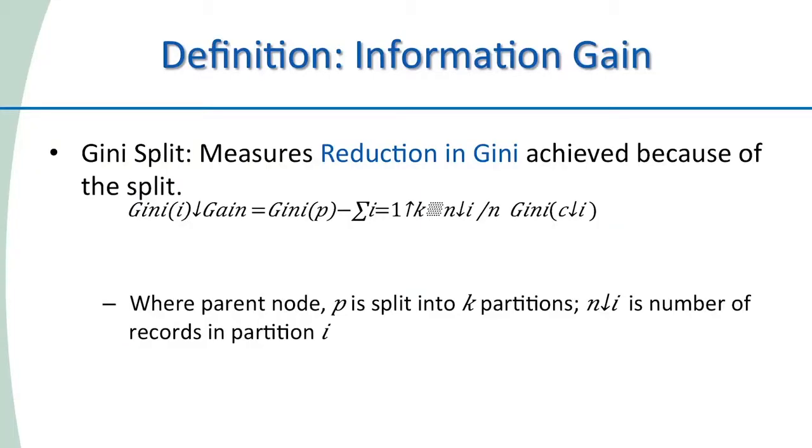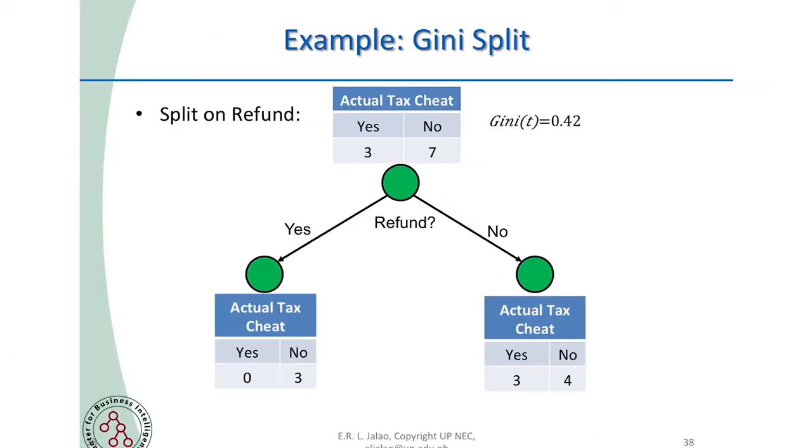Now, another concept used by the ID3 algorithm to generate decision trees is called information gain. Information gain, or the Gini split, measures the reduction in Gini achieved because of the split. Gini gain is calculated as the Gini of the parent minus the weighted average Gini of all the children. It's given by that formula, where the parent node P is split into K partitions, where Ni is the number of records in partition i.